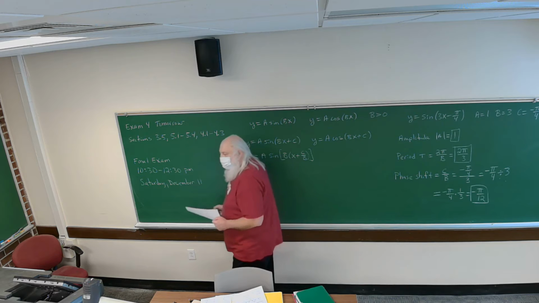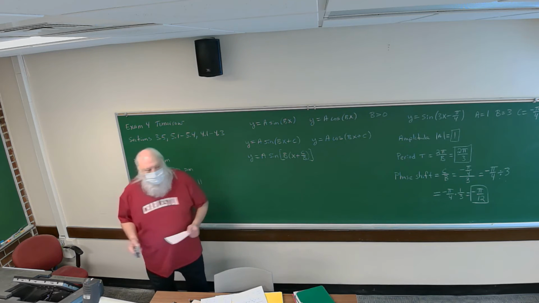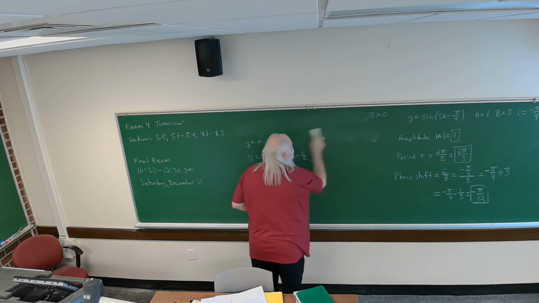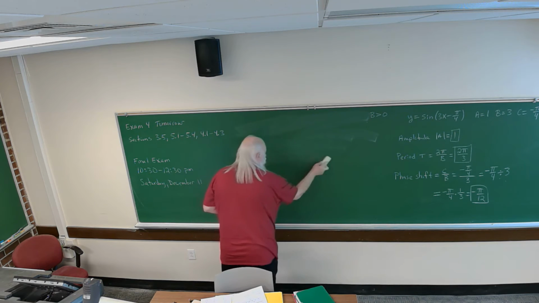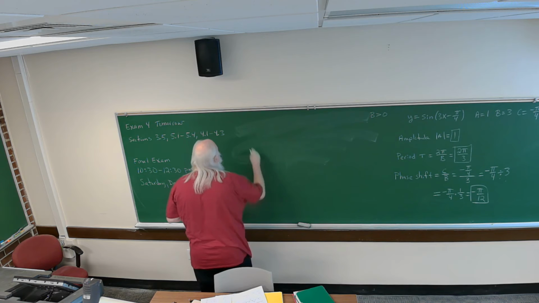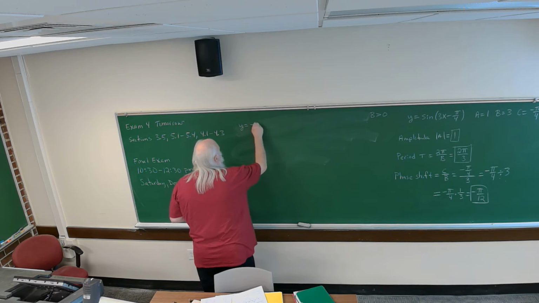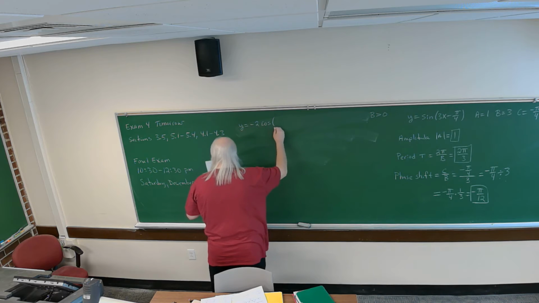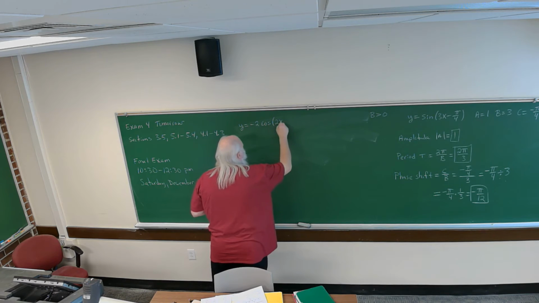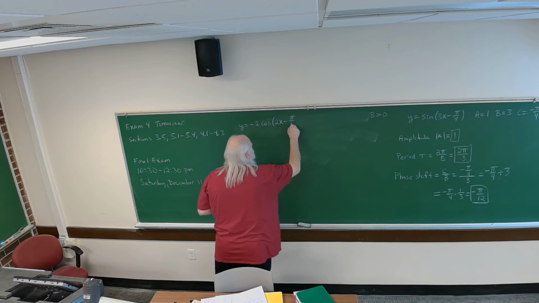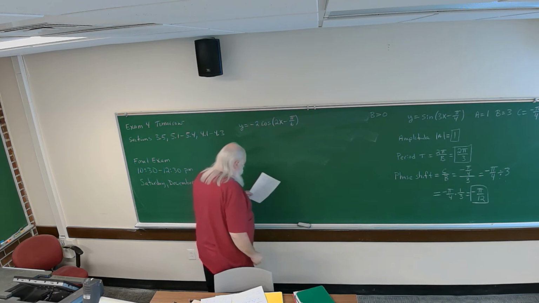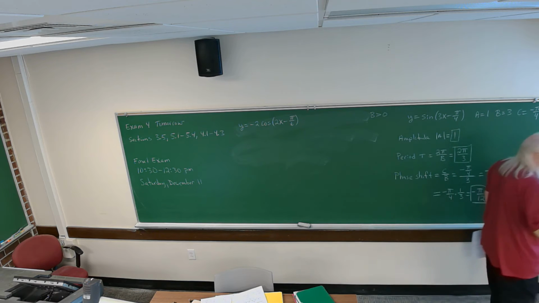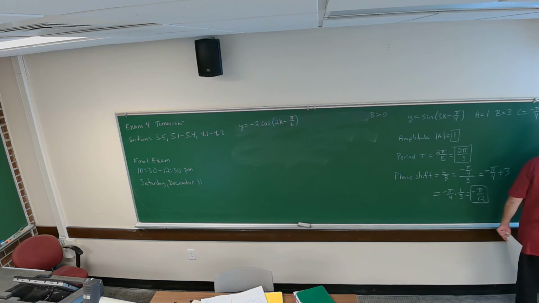Any questions on that? Okay, the next example. We have y is equal to minus 2 times the cosine of 2x minus pi over 6. Okay. So our starting graph is y equals cosine x.